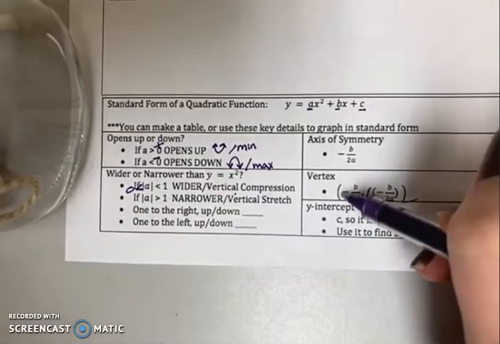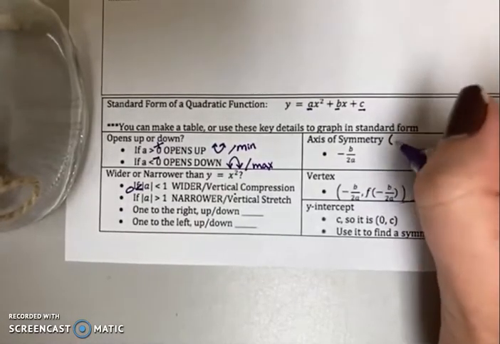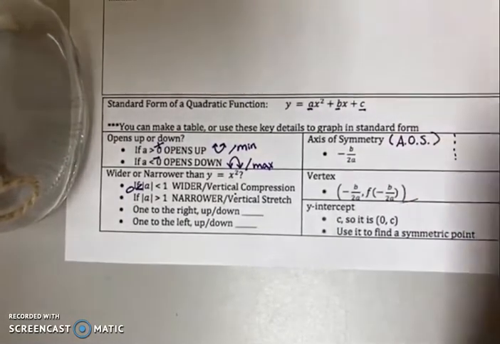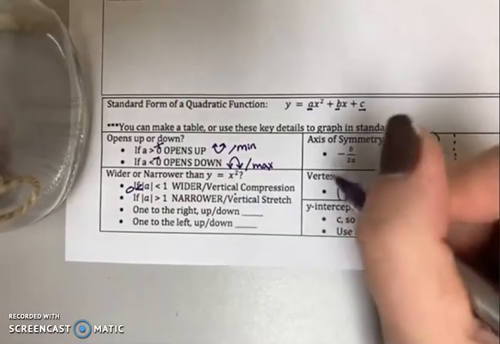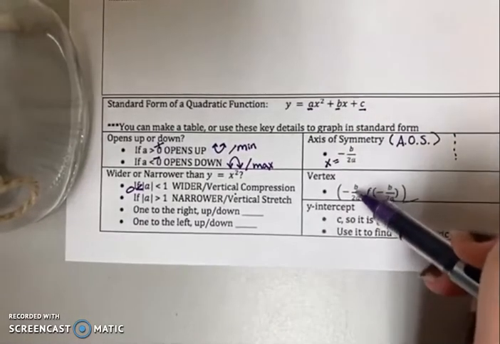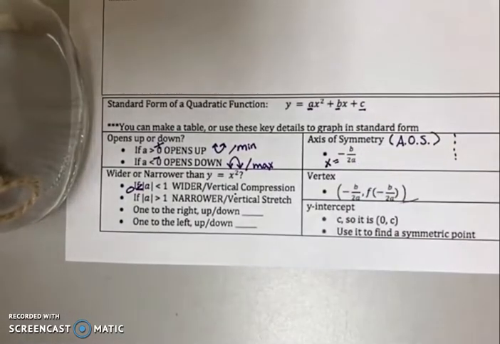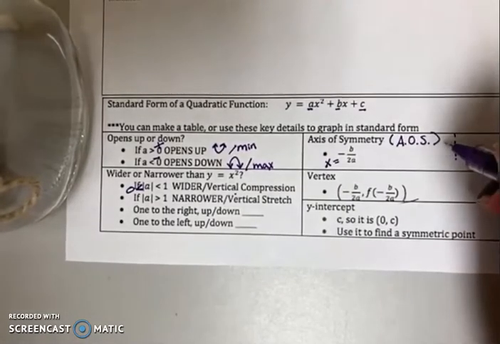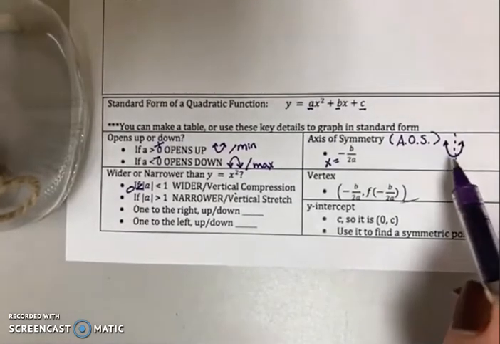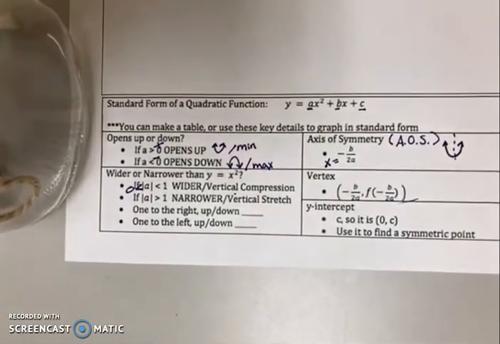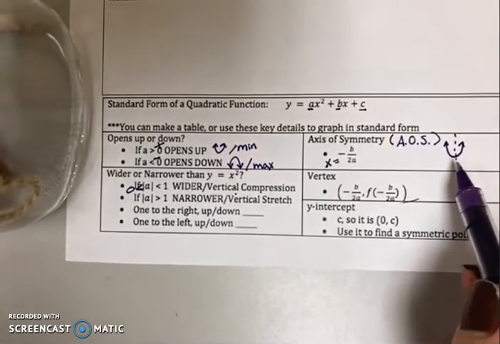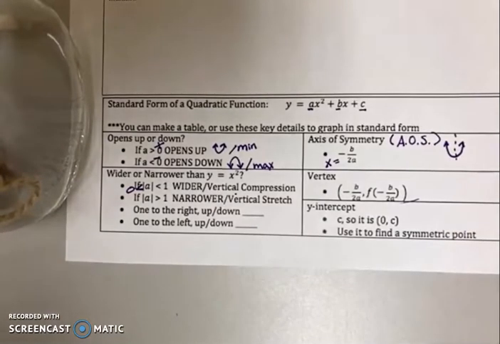Coincidentally, the axis of symmetry, which I call the AOS, that vertical line, will always pass through x equals h, which in this case is negative b over 2a. Remember, the axis of symmetry is what cuts our parabola in half. So the points on the right-hand side and left-hand side are equidistant from the axis of symmetry here.